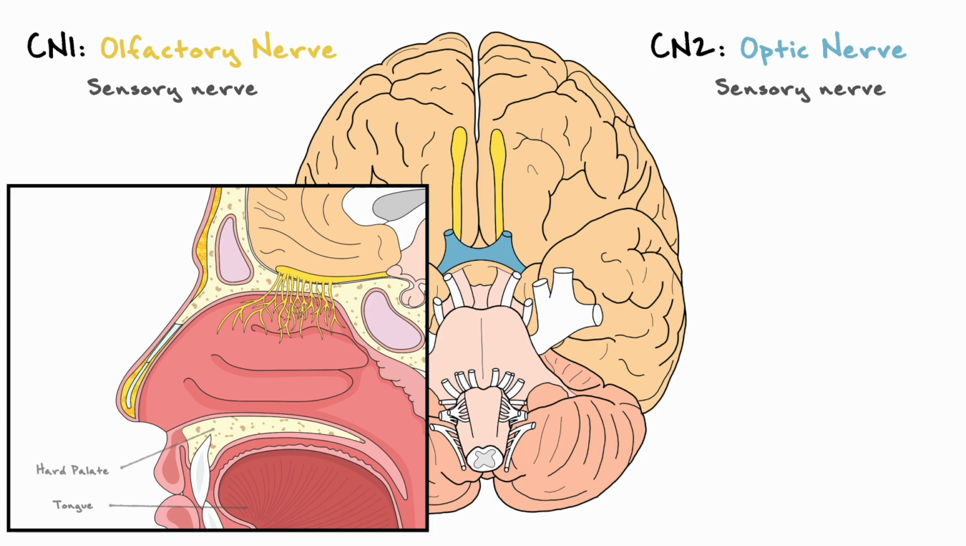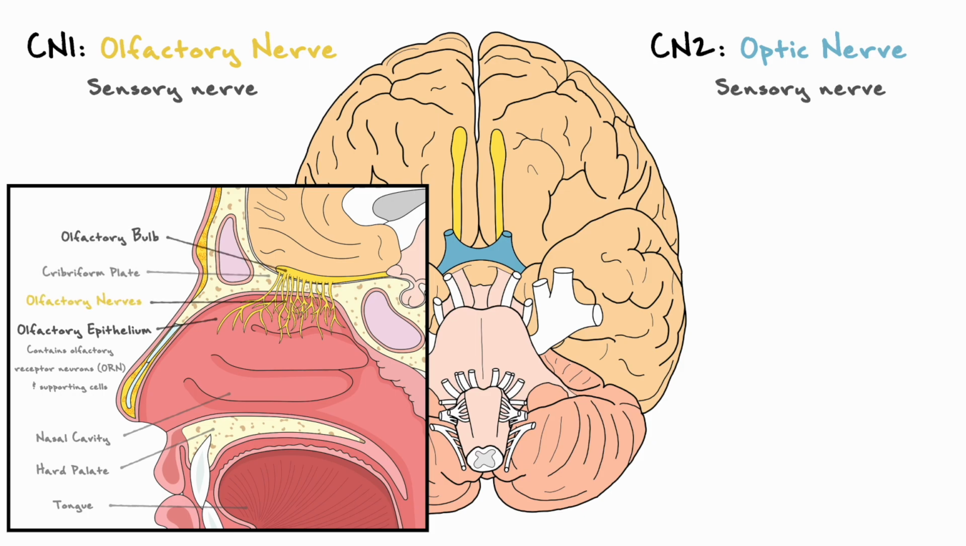Superior to the hard palate, we have the nasal cavity where the olfactory nerve plays an important role to mediate our perception of smell. Indeed, the nasal cavity contains the olfactory epithelium, which contains the cell bodies of olfactory receptor neurons that transduce odorant chemicals into electrical signals. These electrical signals then pass through the cribriform plate via the many olfactory nerves to reach the olfactory bulb.